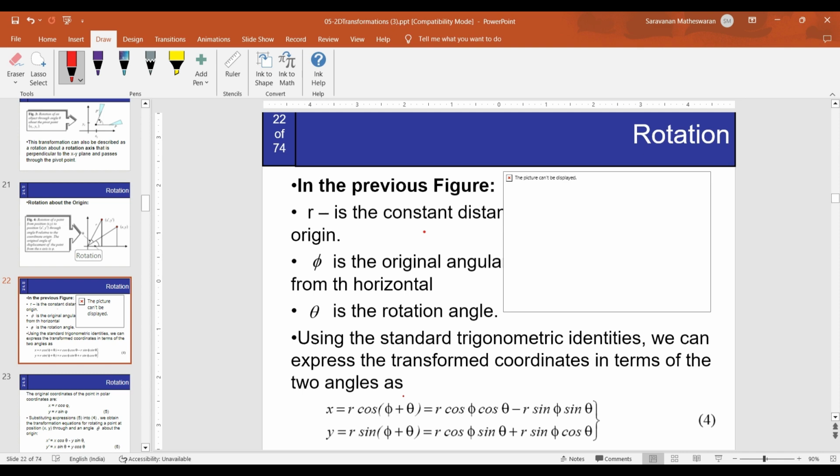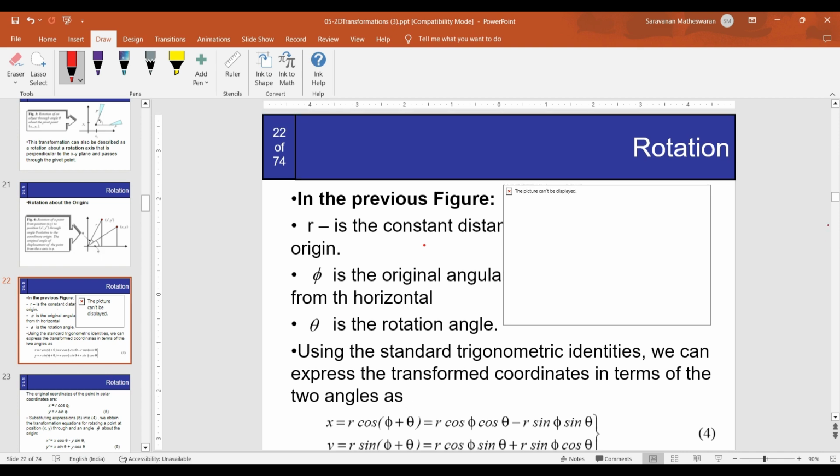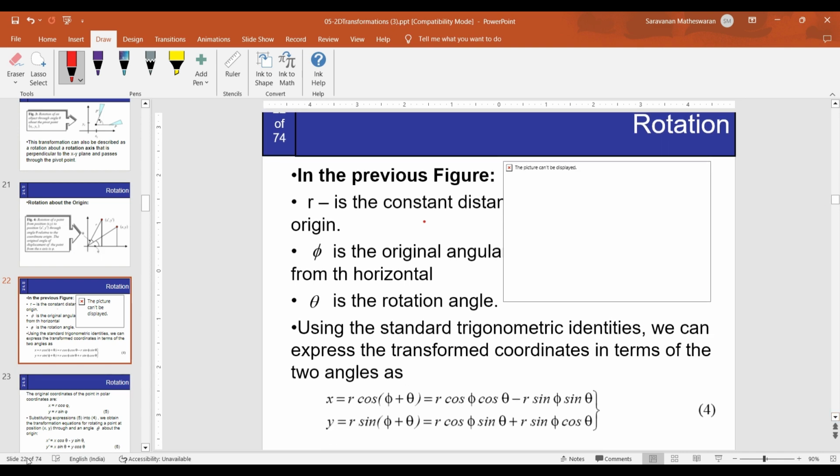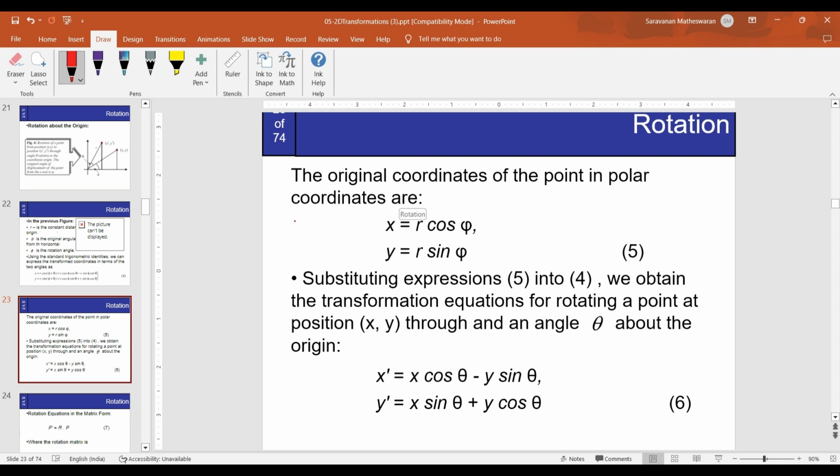So automatically here the cos theta, minus sin theta will be applied. Okay, the final formula after substituting the rotation angle is x equal to r cos phi, and also sin phi is there. Substituting these previous two equations, we get the final equation: x dash equals x into cos theta minus sin theta.